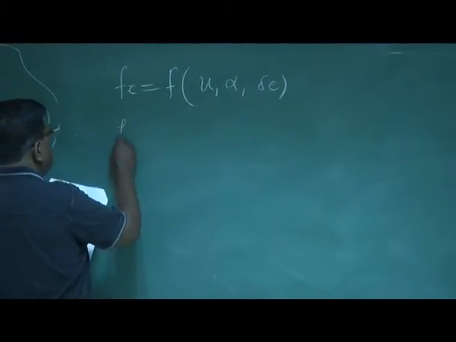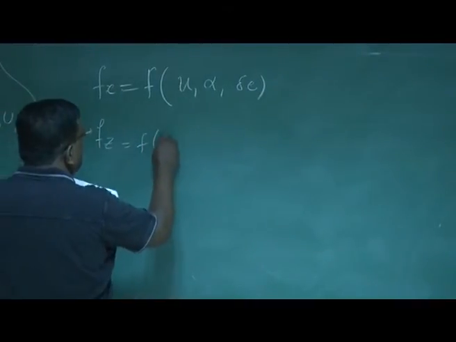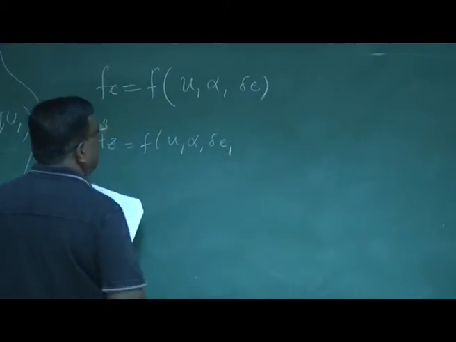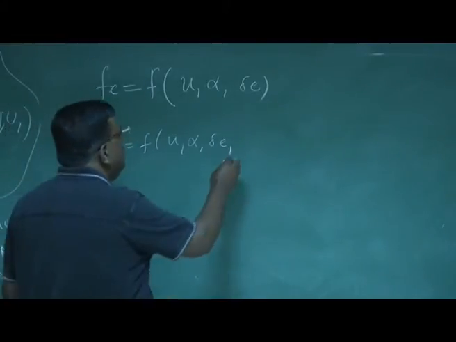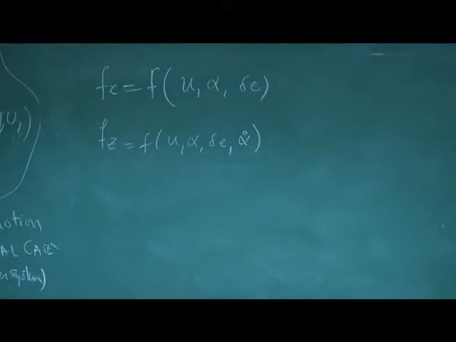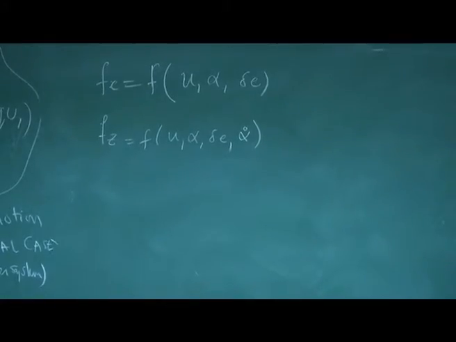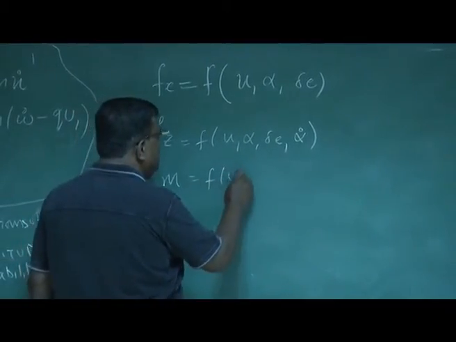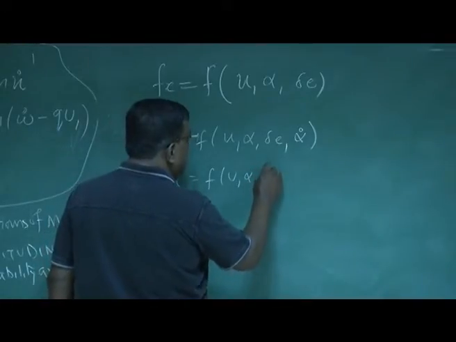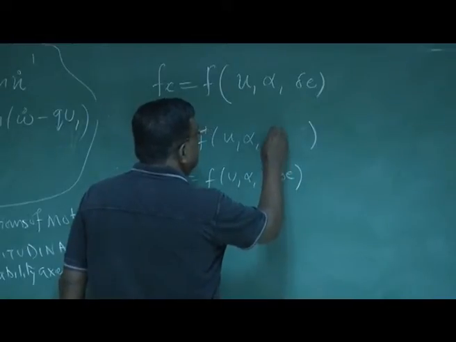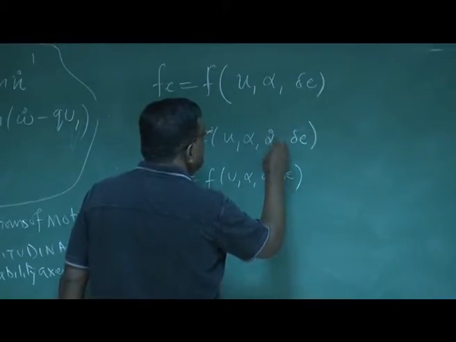Similarly, Fz also we can write as a function of u, alpha, delta E. And sometimes you will see that it will also be a function of alpha dot, and we will explain why alpha dot is being included, and sometimes it is neglected also, and we will discuss as we progress. And the M is of course a function of u, alpha, then alpha dot and delta E. So let me write delta E at the corner so that it makes our life simpler.